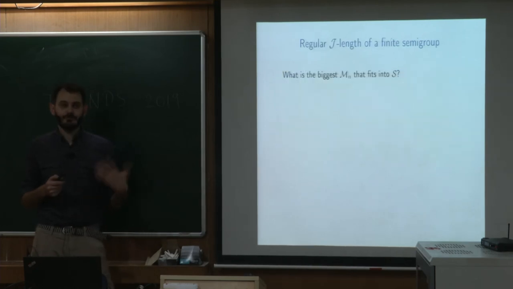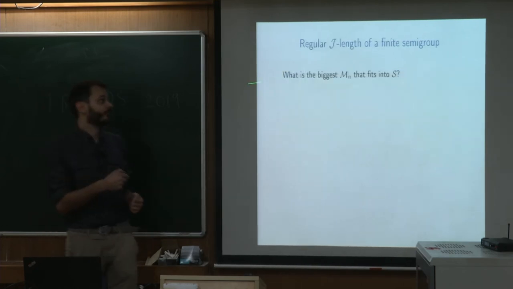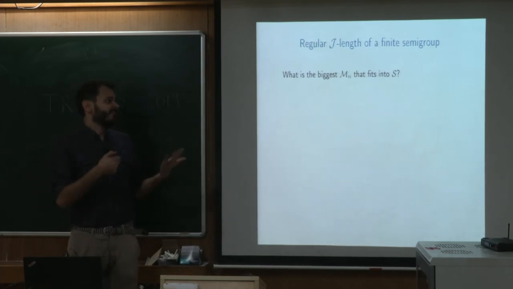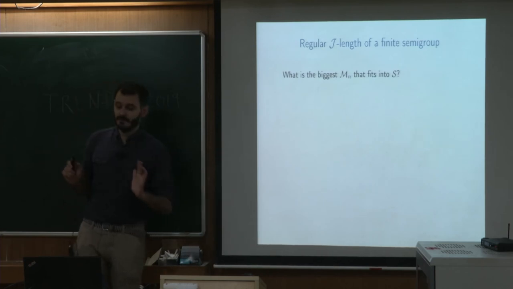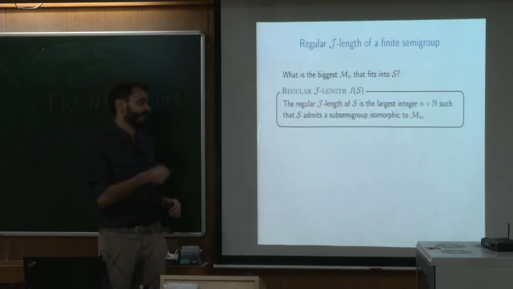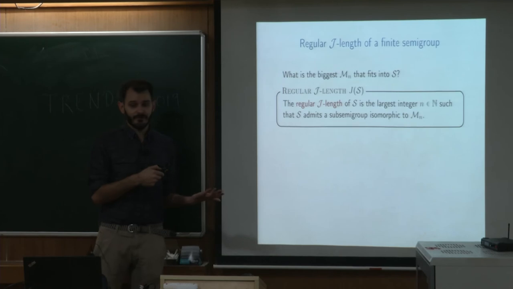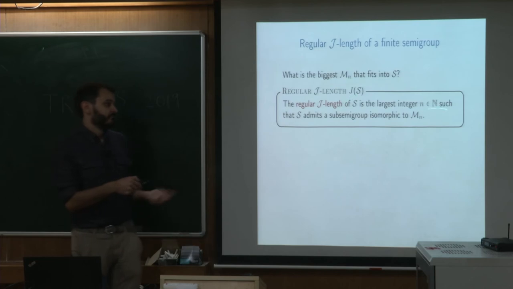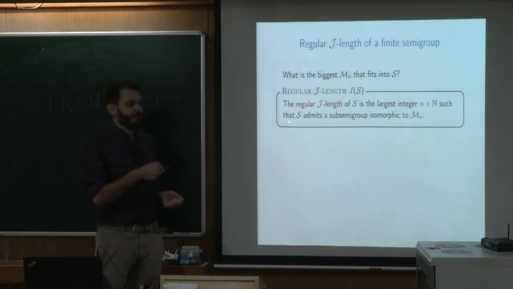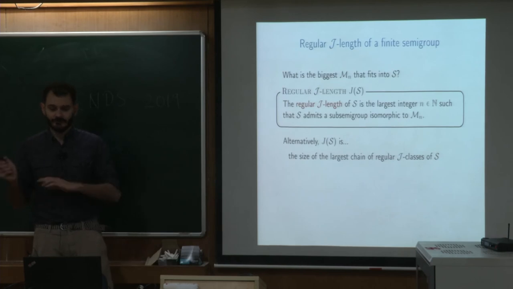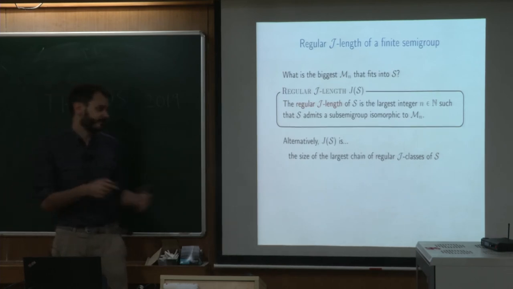Well, by introducing a parameter of semigroups called the regular J length. So what is the regular J length? Basically, it's the answer to the question: what is the biggest max semigroup that fits in my semigroup? Formally, we say that this regular J length is the largest integer n such that Mn is a subsemigroup of S. Alternatively, we can define that as the size of the largest chain of regular J classes of S.